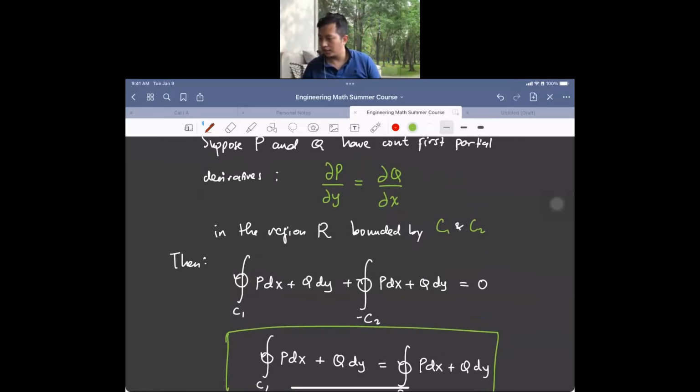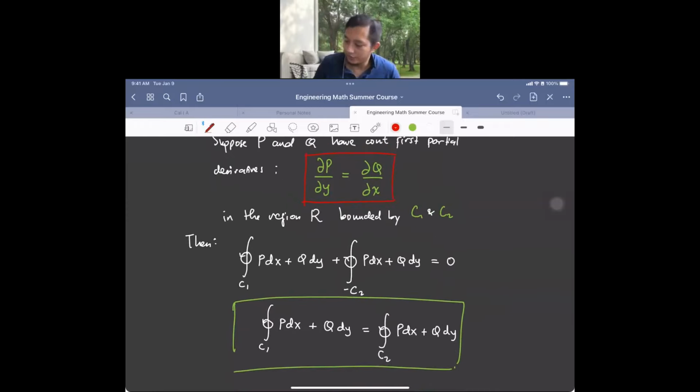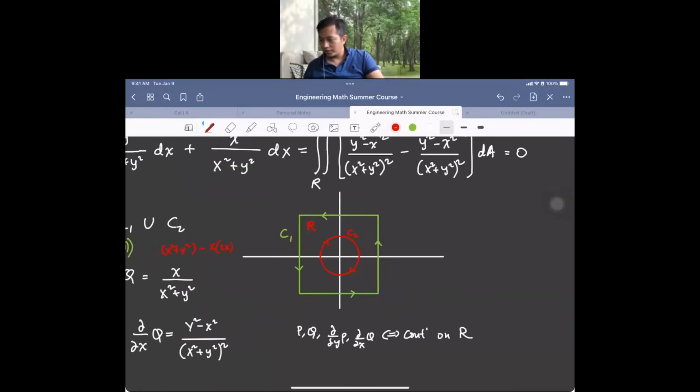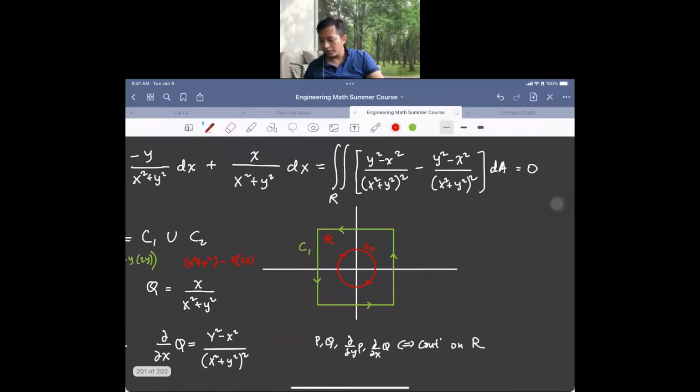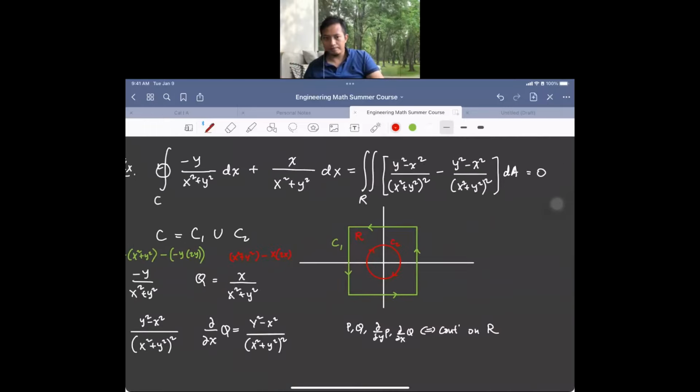So first, the idea is the first partials here have the same value. Now we are going to again look at this square and the same function. Let me just go and write how to solve this.